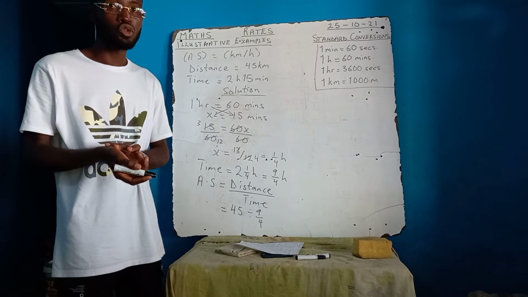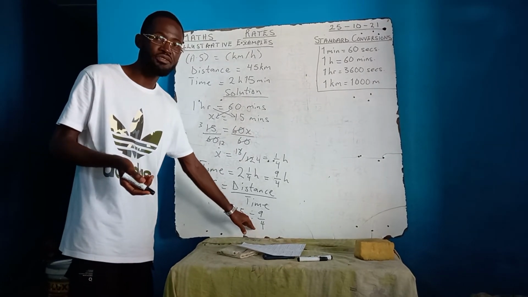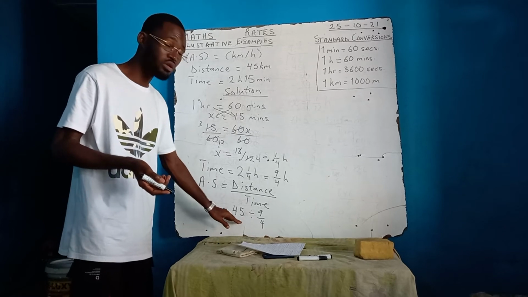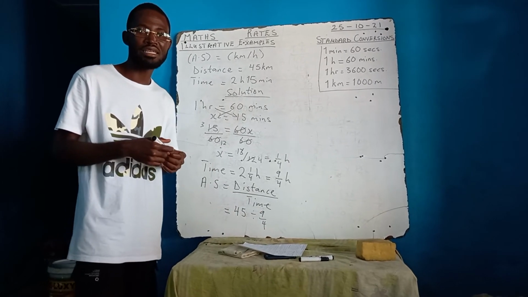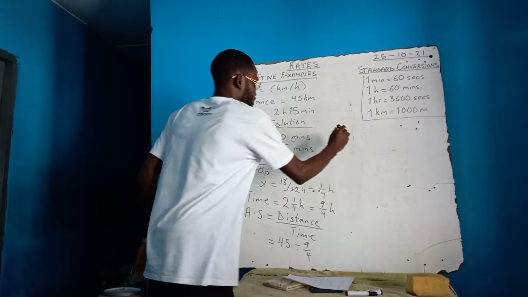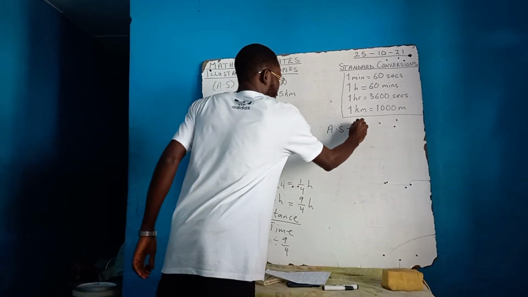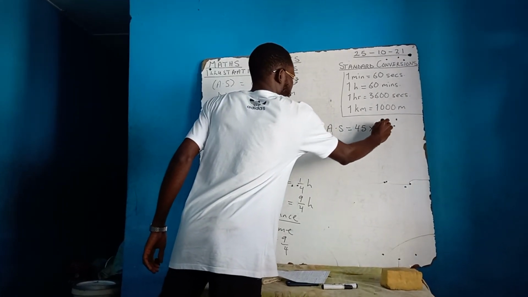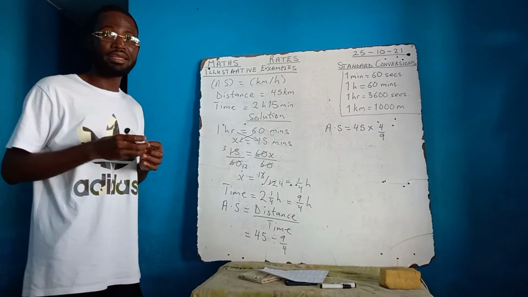So we are always going to use the analogy that once we are having a whole number being divided by a fraction, we are going to maintain the whole number on the left hand side and reciprocate the right hand side of the relation. So we are going to have average speed is equal to 45 times 4/9. That is after reciprocating the fraction.